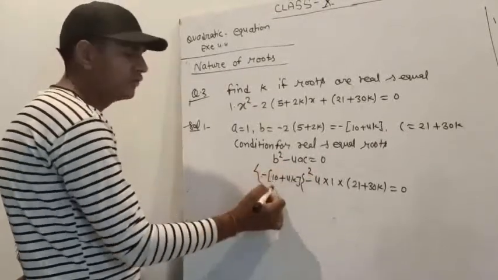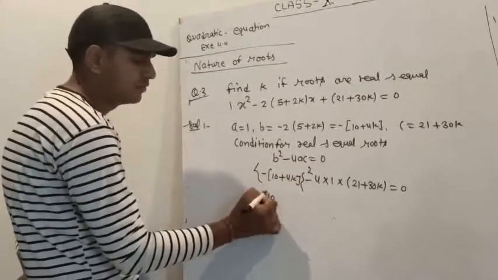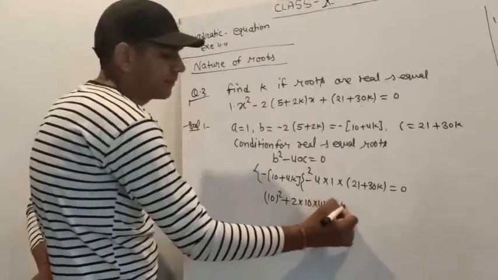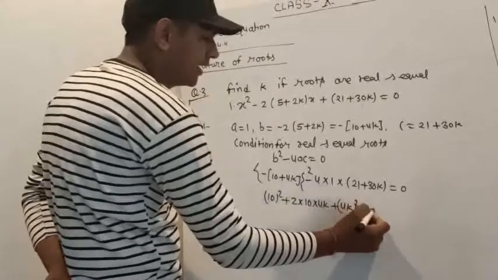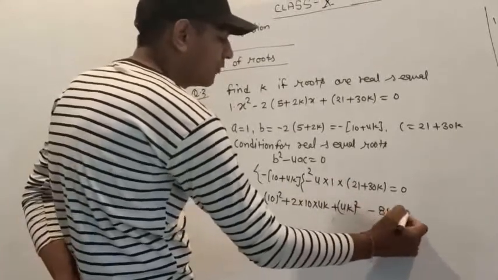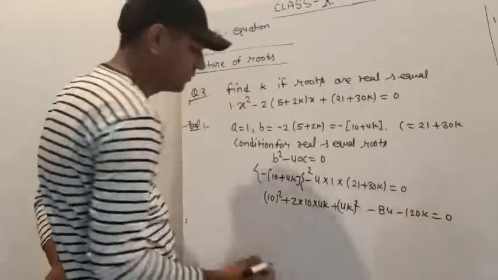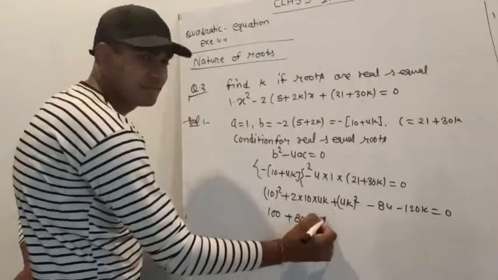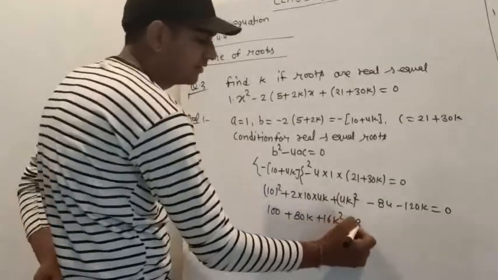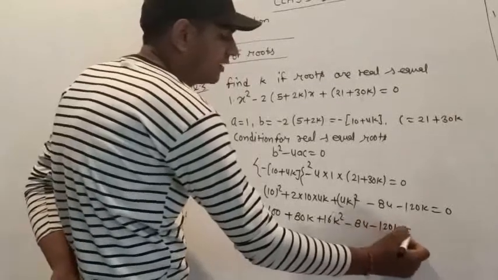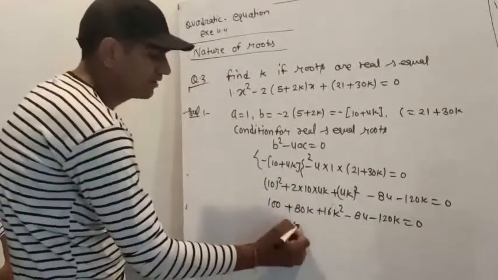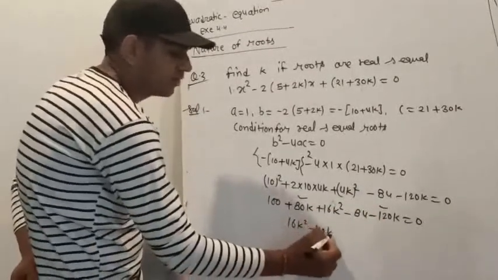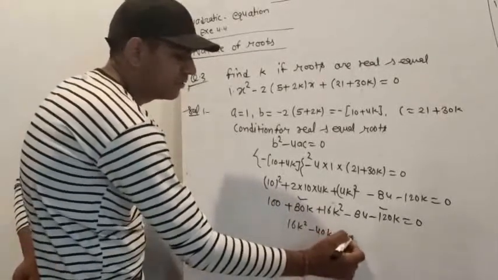Negative square positive. Now we will use the identity (a plus b) whole square, a square plus 2ab plus b square, minus 484 minus 120k equals to, simplify. तो इसको क्या बनेगा? 100 plus 80k plus 16k square minus 84 minus 120k equals to 0. Now again simplify. 16k square as it is, 80k minus 120k is minus 40k, 100 minus 84 is 16, equals to 0.